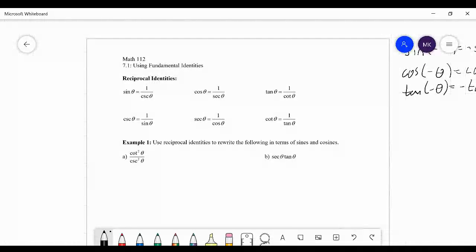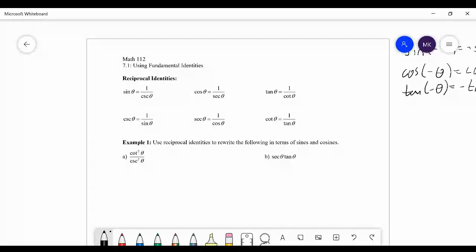So first thing I want to talk about is these reciprocal identities. These are things that we've talked about a little bit, right? Sine of theta is equal to 1 over cosecant of theta. Cosine of theta is 1 over secant of theta. Tangent of theta is 1 over cotangent of theta. And you can apply that similarly with cosecant, secant, and cotangent, where cosecant of theta is 1 over sine of theta, secant of theta is 1 over cosine of theta, and cotangent of theta is 1 over tangent of theta. These relationships are going to be useful in converting and changing what these trig functions are.